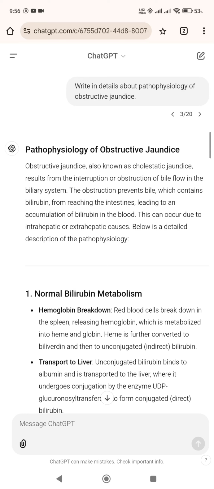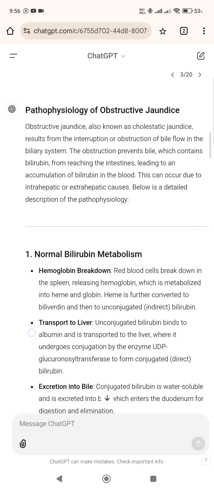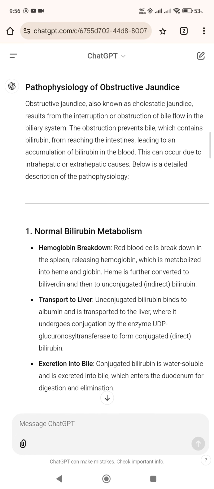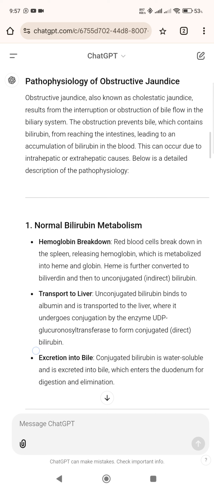Pathophysiology of obstructive jaundice. Obstructive jaundice, also known as cholestatic jaundice, results from the interruption or obstruction of bile flow in the biliary system. The obstruction prevents bile, which contains bilirubin, from reaching the intestines, leading to an accumulation of bilirubin in the blood. This can occur due to intrahepatic or extrahepatic causes. Below is a detailed description of the pathophysiology.